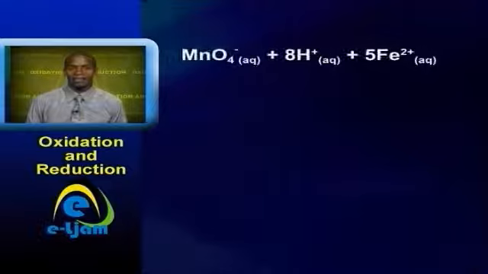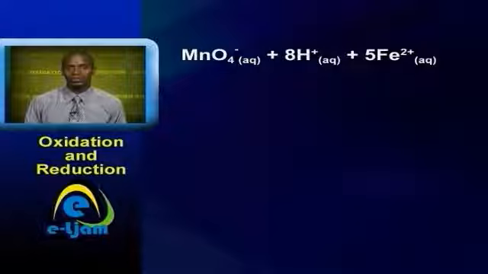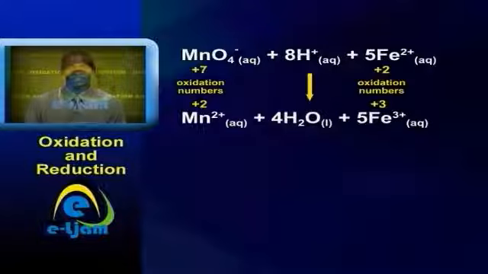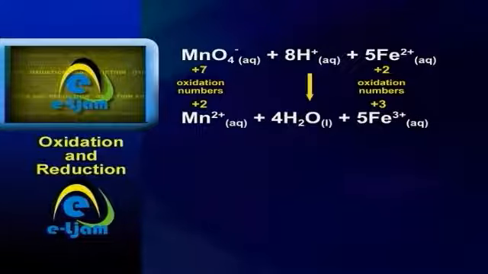In the reaction, permanganate MnO4- plus 8 moles of hydrogen ions plus 5 moles of iron 2+ ions to give 1 mole of manganese 2+ ions plus 4 moles of water and 5 moles of iron 3+ ions.